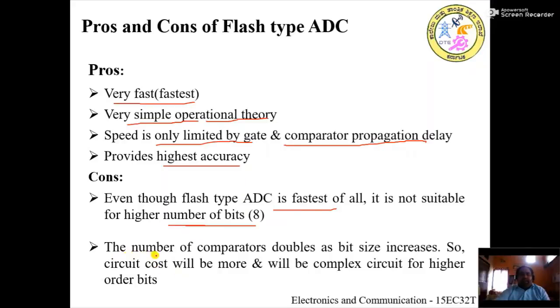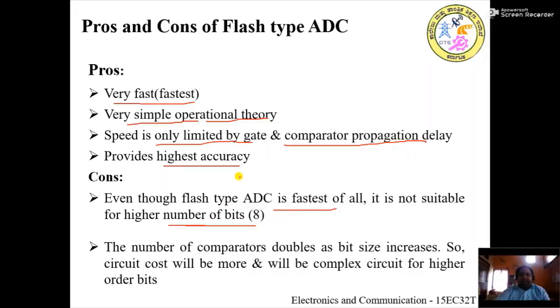The second drawback is that the number of comparators doubles as the bit size increases. As we know, for an n-bit ADC, we expect 2 to the power of n minus 1 comparators and 2 to the power of n resistors in the voltage divider circuit. Obviously the number of components in the circuit is going to increase, which conversely increases the price as well. So this is about the pros and cons of flash type of ADC.